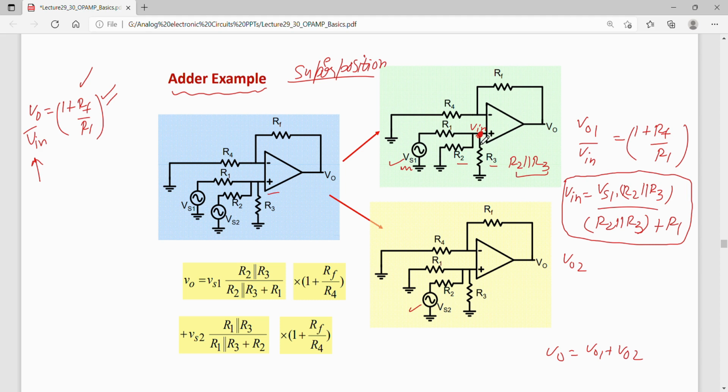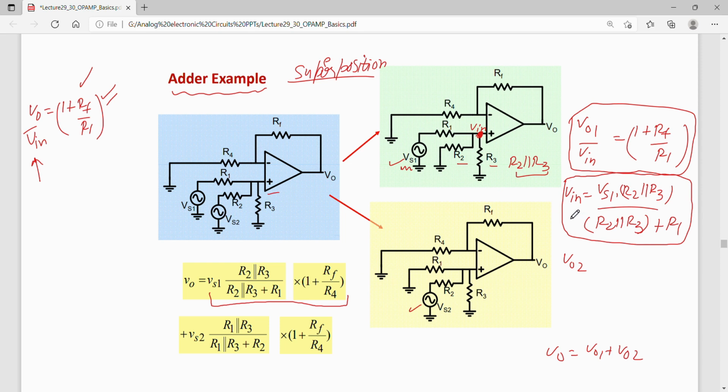Vin at this point, because in this equation V0 by Vin is 1 plus RF by R1. To find out V01 I need Vin, which is dropping at this point. So this is this much. Okay. So V01 can now be written as 1 plus RF by R1 multiplied by Vin. Vin is Vs1 times R2 parallel to R3, divided by R2 parallel to R3 plus R1.